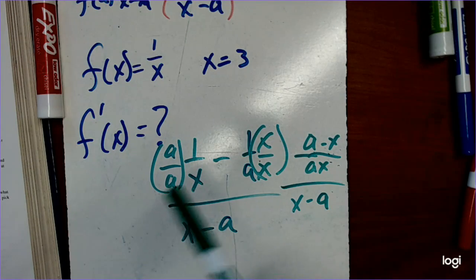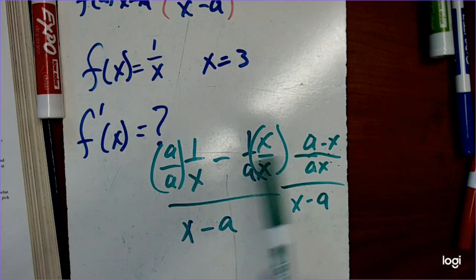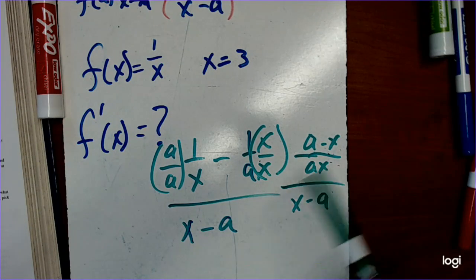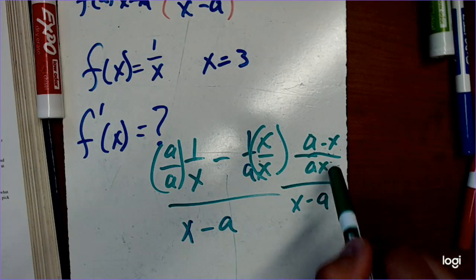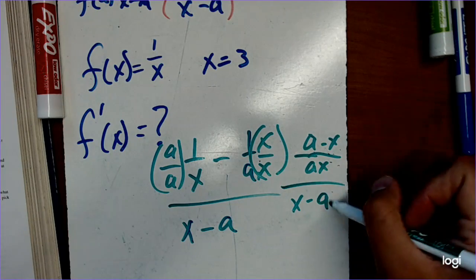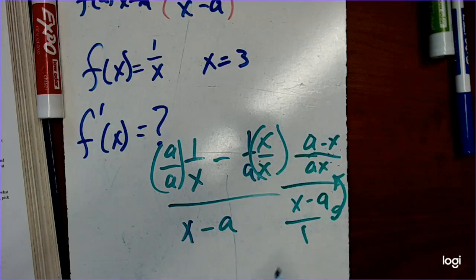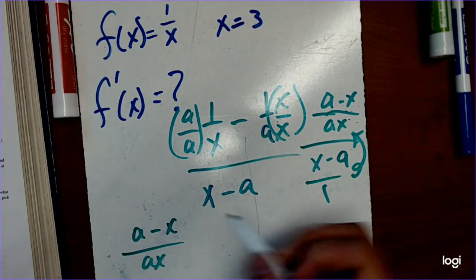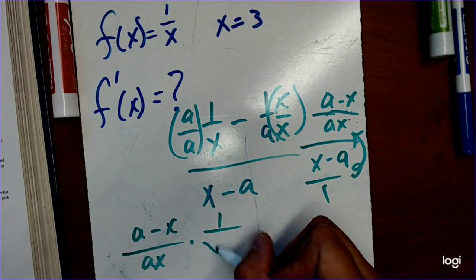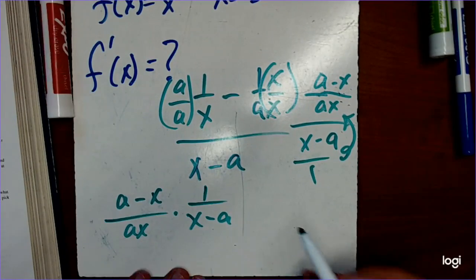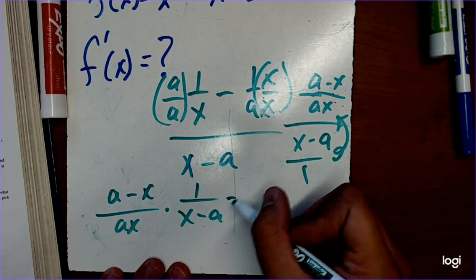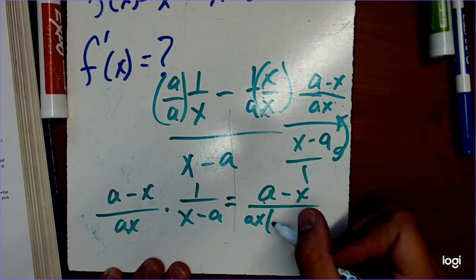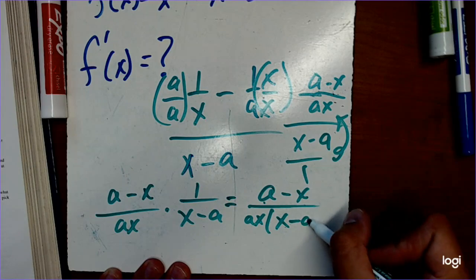Okay, right. We're using the alternate definition of a derivative to simplify this with the goal of canceling out x minus a. I've rewritten the numerator as a single fraction. Now I'm going to use some complex fractions. I'm going to put that over 1, invert and multiply. So now I've got a minus x over ax multiplied by 1 over x minus a. So that'll turn into a minus x over ax times the quantity x minus a.